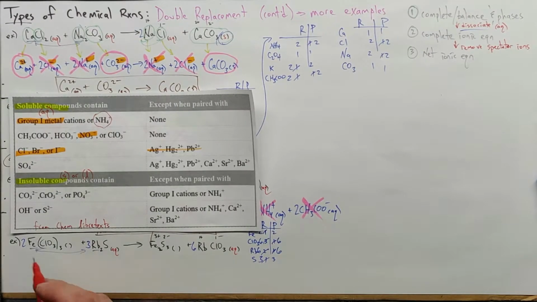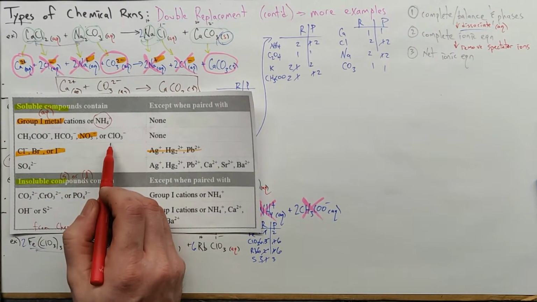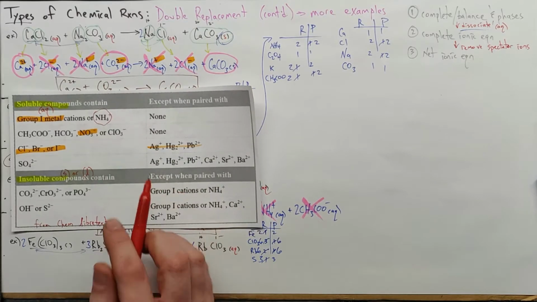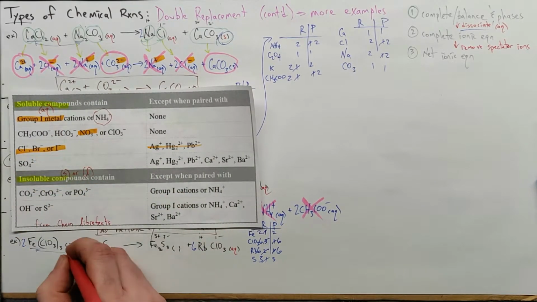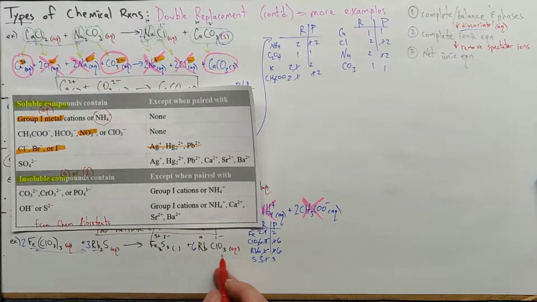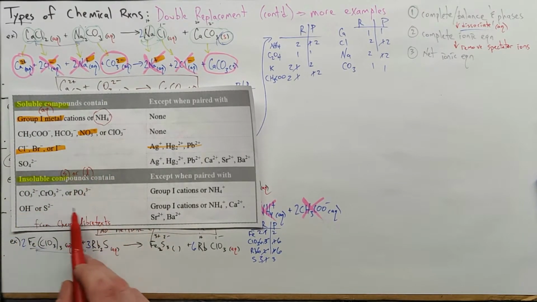All right? Then I've got iron and chlorate. So I will look here. I don't see anything about iron. There's chlorate though, right? So chlorate is going to give us a soluble compound. This will be aqueous. And we can see it over here as well. The rubidium would make it soluble. The chlorate would make it soluble, so it's soluble. It's aqueous.